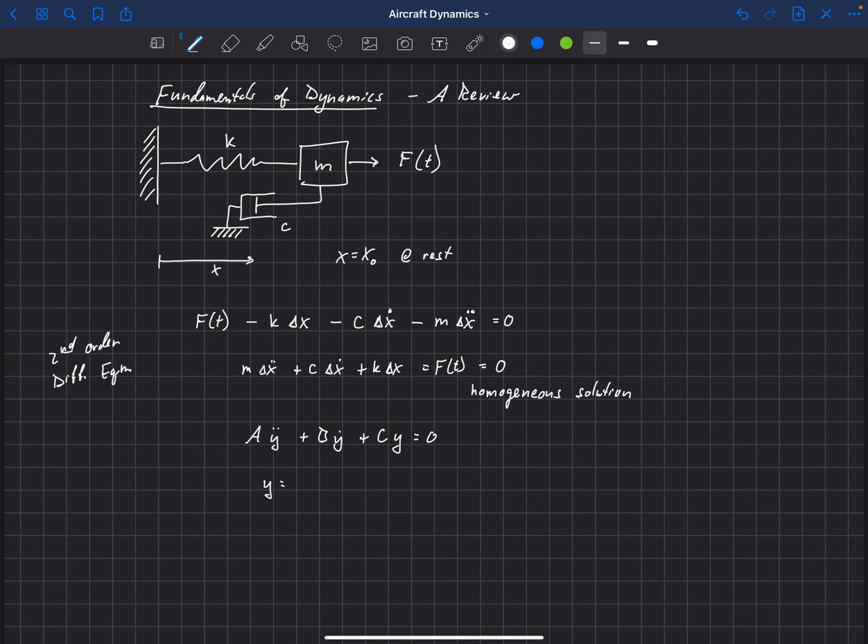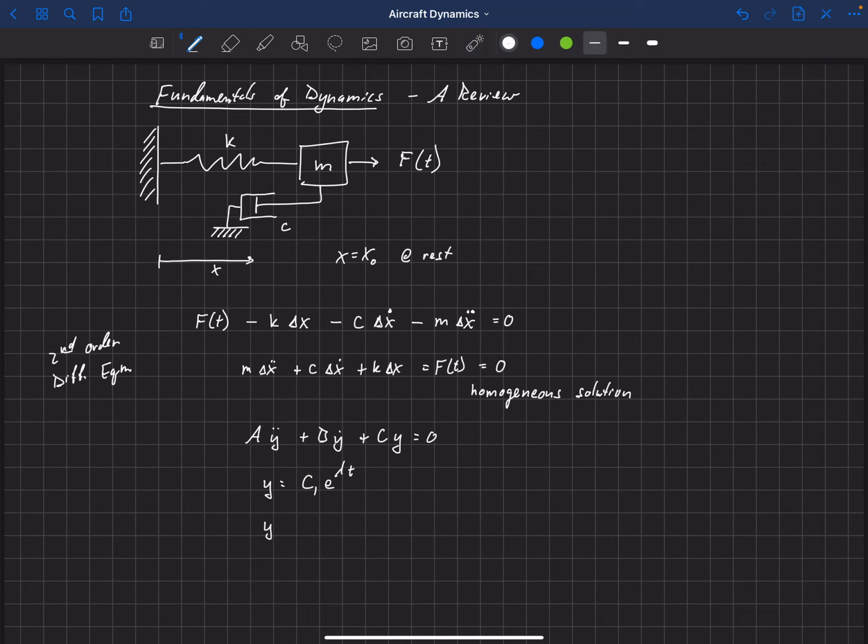Okay, so the only known solutions to this problem are functions for y that can be written like this, where we have some constant times e to the lambda t. This is an exponential function. These are really nice, as we're going to see, because when we take the derivative of y, we get something almost identical, just with a lambda down in front.